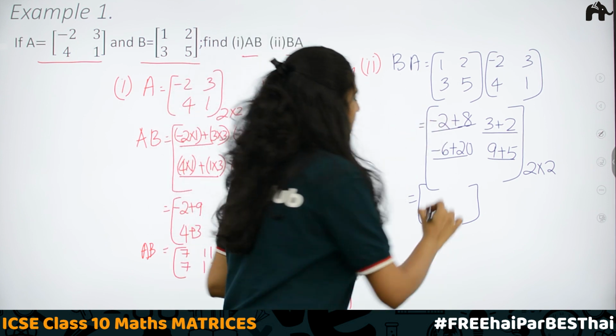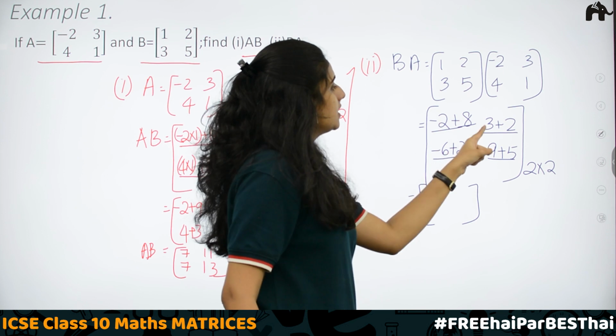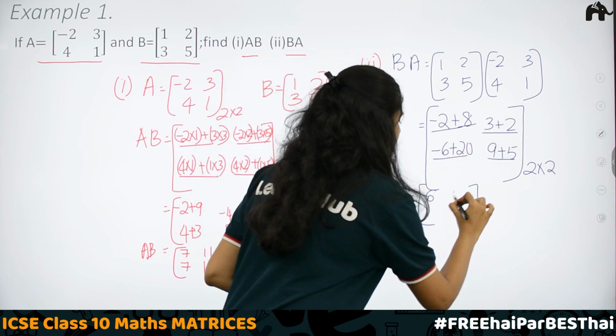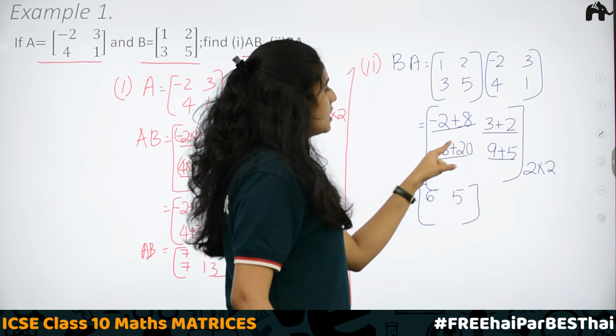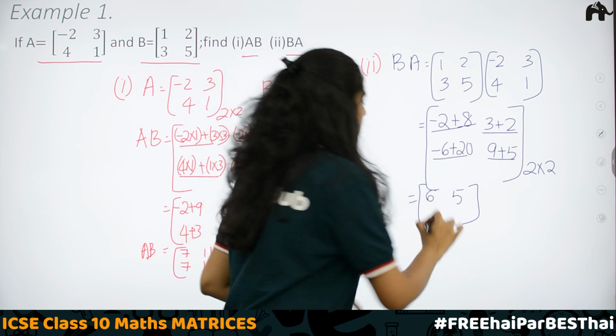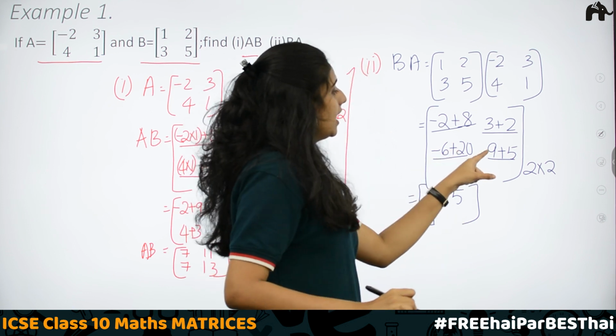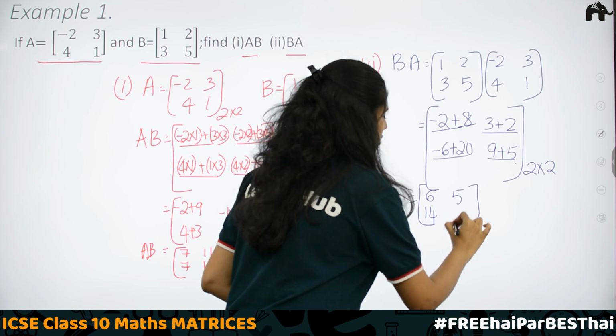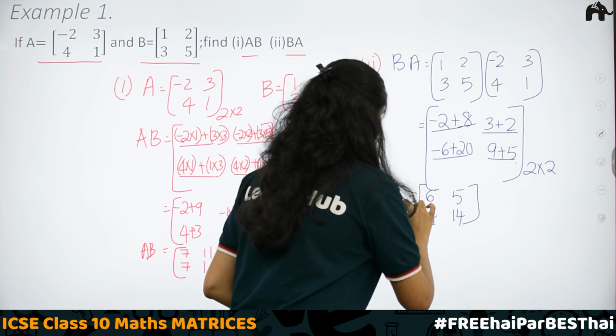Minus 2 plus 8 is 6. 3 plus 2 is 5. Minus 6 plus 20 is 14. 9 plus 5, that is again 14. This is what BA is.